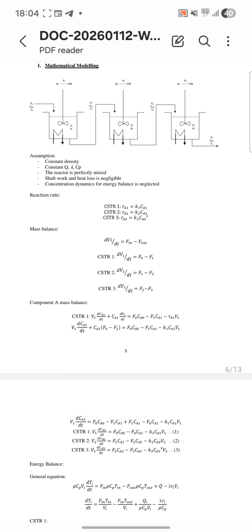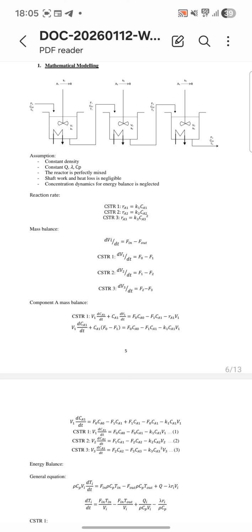After that, I list the reaction rate for each CSTR, since CSTR1 and CSTR2 are first order, while CSTR3 is second order. Then I list the mass balance equation for each CSTR, which does not include component A. After that, I include the component A mass balance.